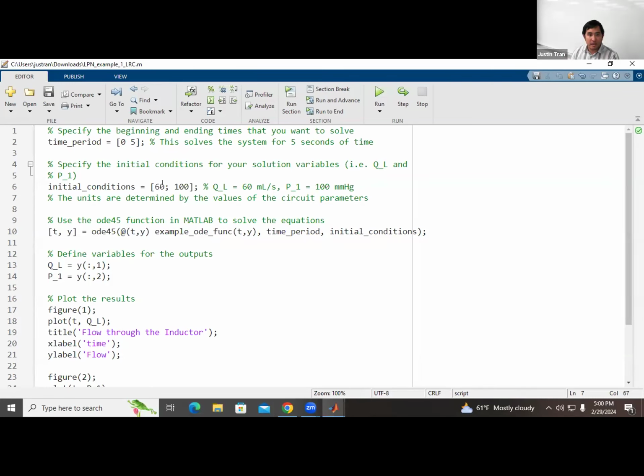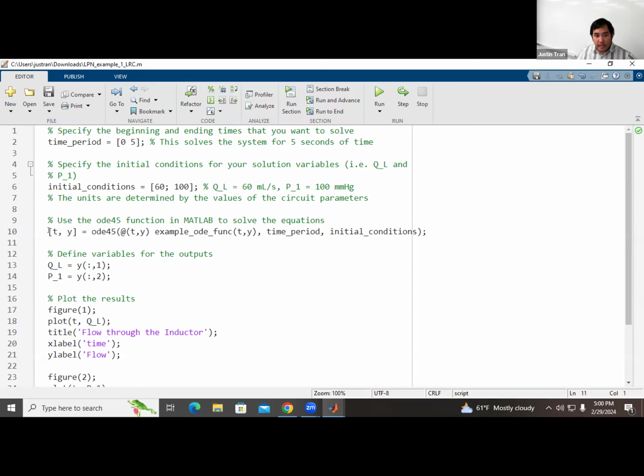Once we define these two things, we're going to call the ODE45 function. This is where ODE45 is defined, and the way to use it is like this. If you've ever used a function in MATLAB, you know that you need to set it on the right side of an equal sign.